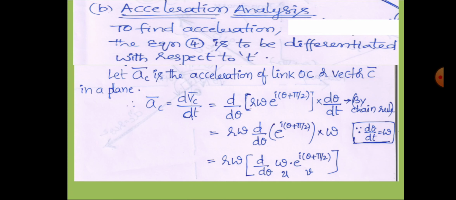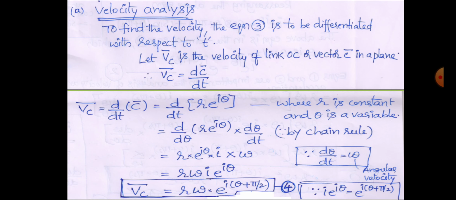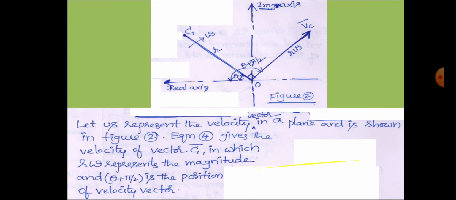So therefore, hence, now let us take AC bar is the acceleration of link OC or vector C bar. So now AC bar is equal to what I can write? It is the rate of change of velocity vector with respect to time. That is AC bar is equal to d by dt of VC bar. Now what is VC bar? Just now we know it. So that is R omega into e power i of theta plus pi by 2.